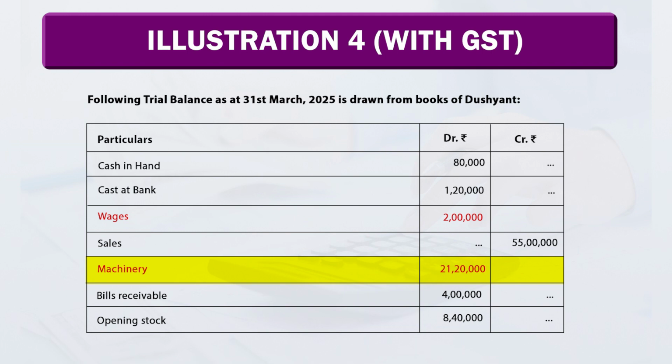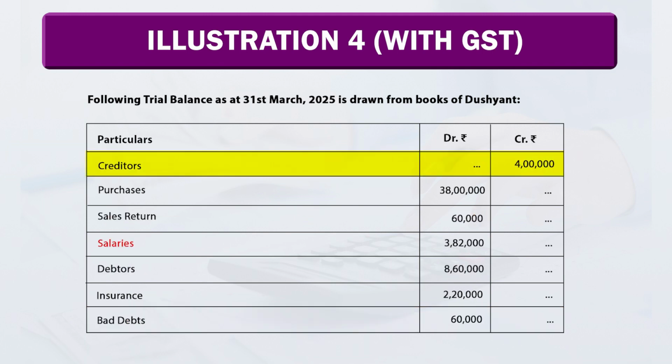Machinery, having adjustment, that is 21 lakh 20,000, would appear on the asset side of our balance sheet. Bills receivable 4 lakh, asset side of the balance sheet. Opening stock 8 lakh 40,000 rupees, debit side of our trading account. Then we have creditors of rupees 4 lakh, liability side of the balance sheet. Purchases of 38 lakh rupees would appear on the debit side of the trading account. Sales return of 60,000 rupees would appear on the credit side of the trading account and will be deducted from sales. Salaries, having adjustment, 3 lakh 82,000. Salary is a component of the debit side of the profit and loss account. Debtors are an item on the asset side of the balance sheet.